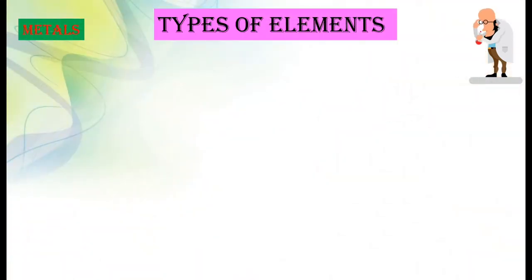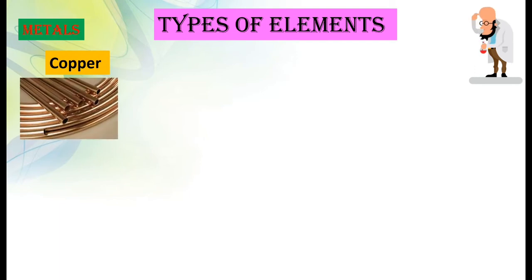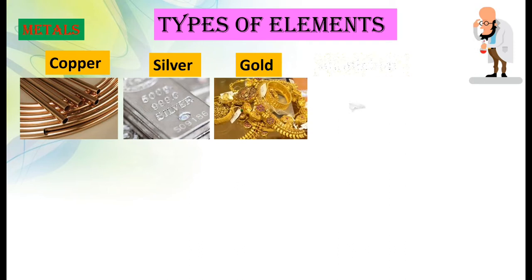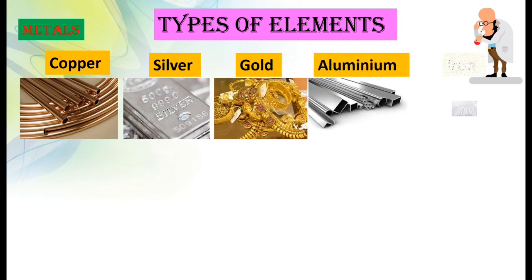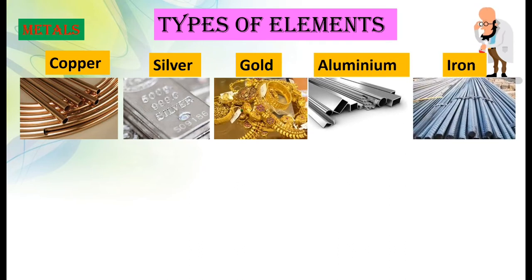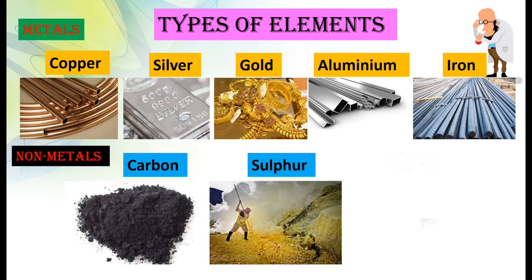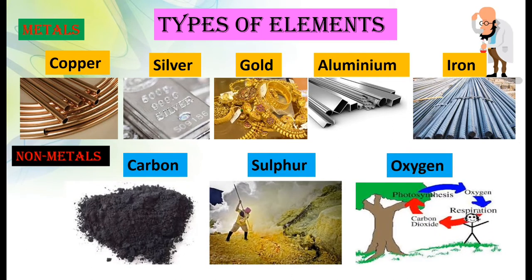Now the types of elements that we have: first we have metals. Under metals, we have copper, silver, gold, aluminium and iron. And another type of element that we have is non-metals. Under non-metals, we have carbon, sulfur and oxygen. These are simple basic types of elements, and these are classified as metals and non-metals.